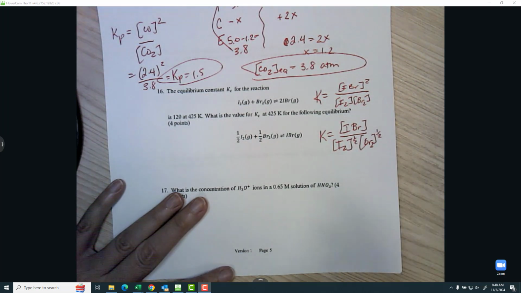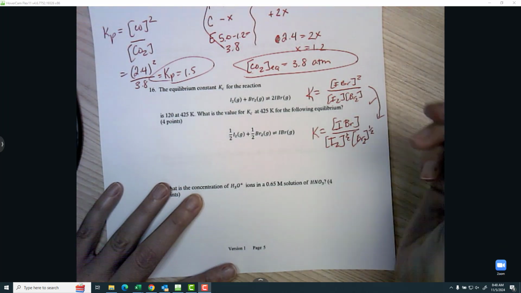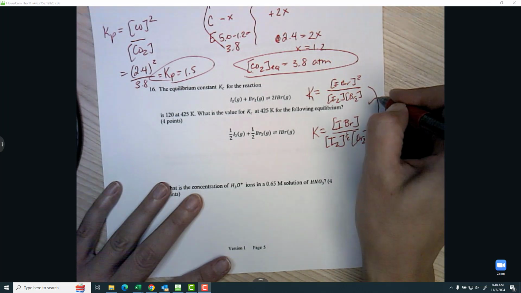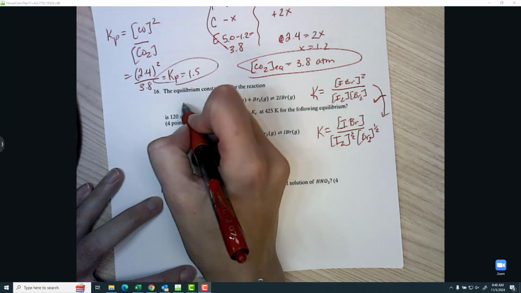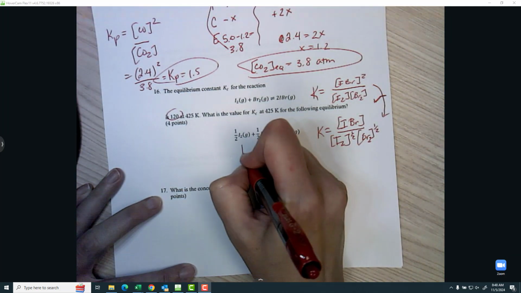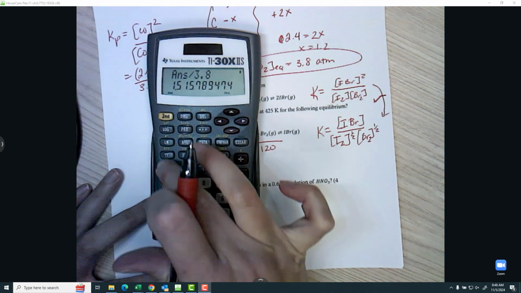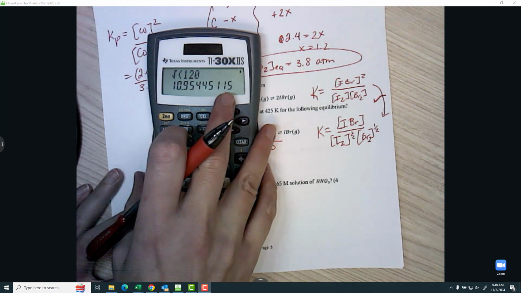And so when I compare, I see that the bottom one is just the square root of the top one. I put check mark, but I mean square root. There we go, square root. So I can just take that K, the 120, and take the square root of it to get the K for this one. And 2 sig figs would be like 11.